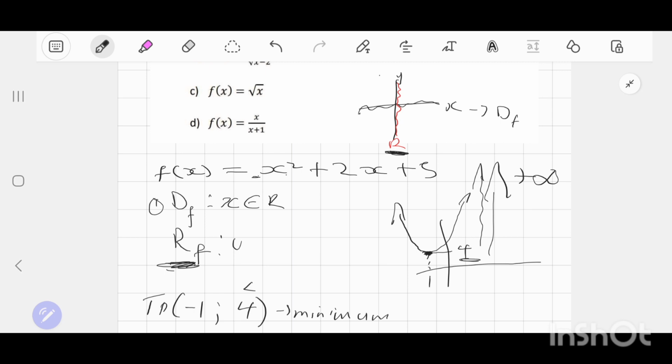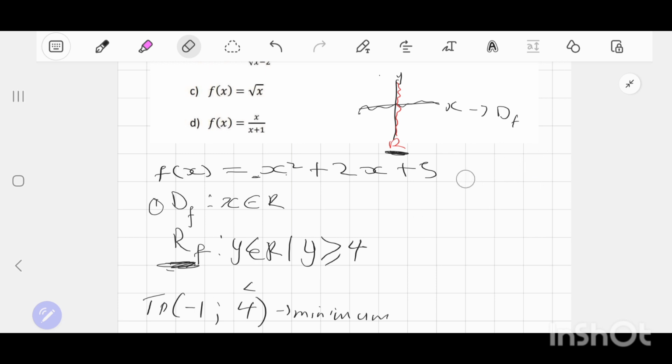So this is how you're going to write it: y is an element of real numbers, but y must be greater than or equal to 4, because it starts from exactly 4 and moves upwards to positive infinity. So this is how you write your range. We are done finding our range, but remember, we were helped by our turning point. I hope you really understood how we go about it.